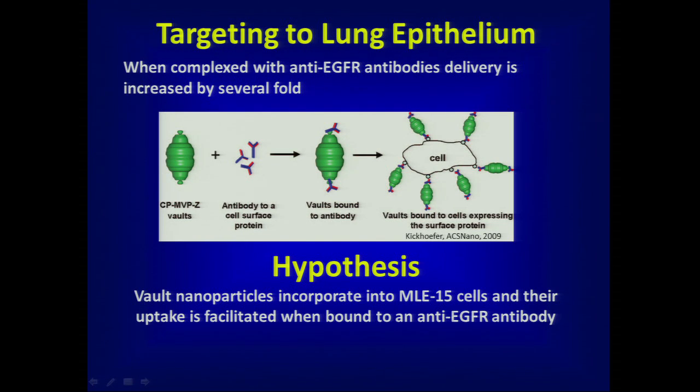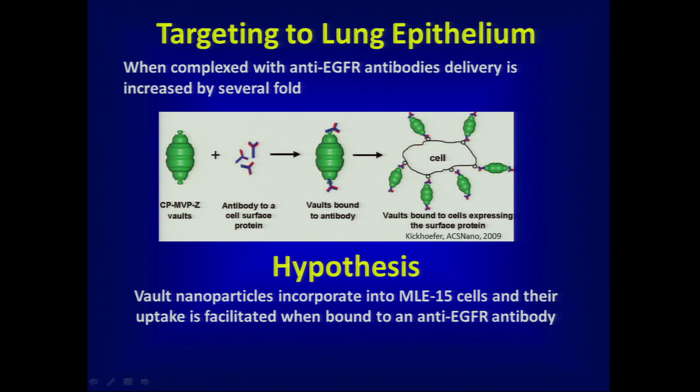So in this little cartoon here, we have a Vault nanoparticle. In naming Vault nanoparticles, we tend to name it from the N terminus to the C terminus. So the CP-MVP-Z Vault is CP for a cysteine-rich protein that stabilizes our Vault nanoparticles. The MVP is the major Vault protein. The Z domain, toward the C terminus, is the non-specific Fc binding portion.